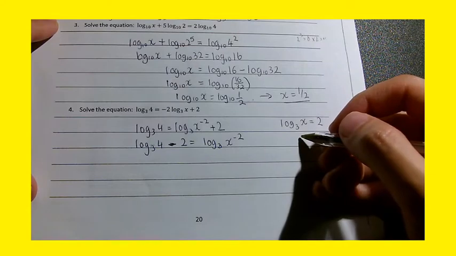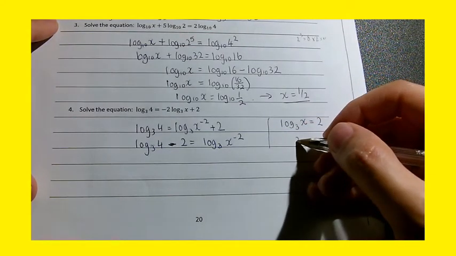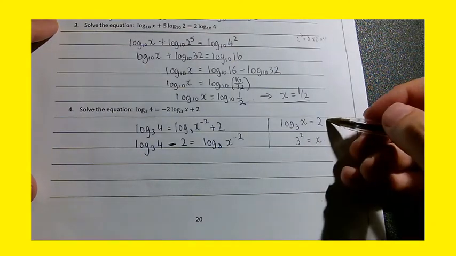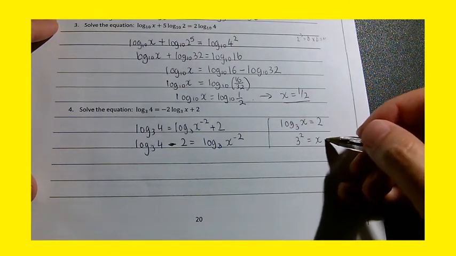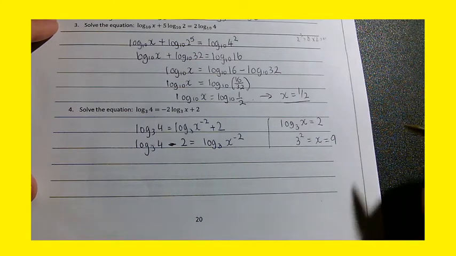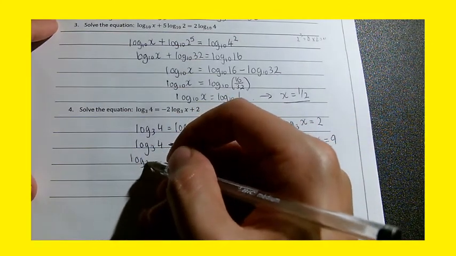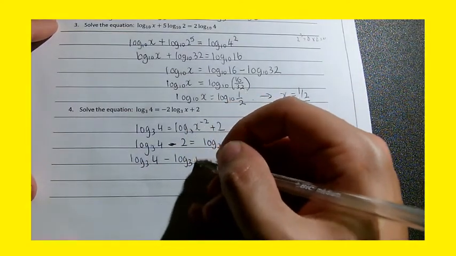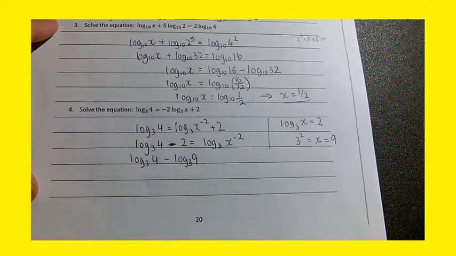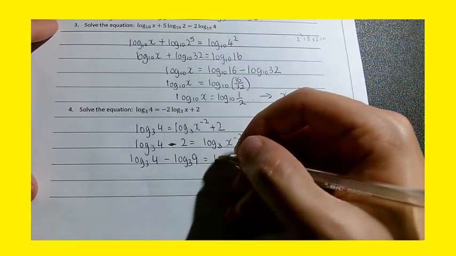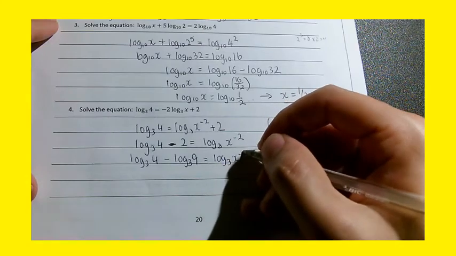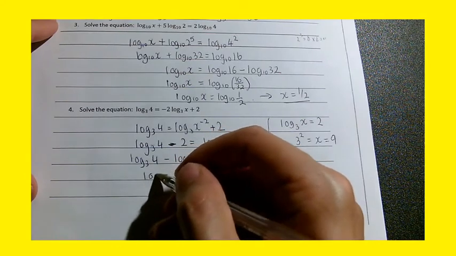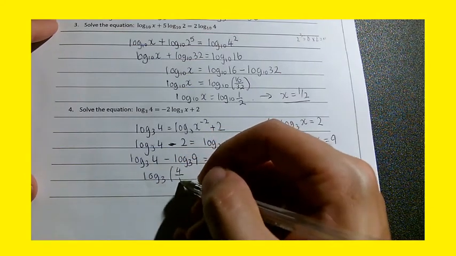Now, if I use my rule from the previous video, that must have meant that 3 squared is equal to x. Yeah? So I'm going from log form to exponential form. That must mean that x is equal to 9. So, in this question, I can replace the 2 with log base 3 of 9. Okay, because that has a value of 2. Now, this left-hand side, I've got a subtraction between two logs with the same base. I can write that as 4 over 9.